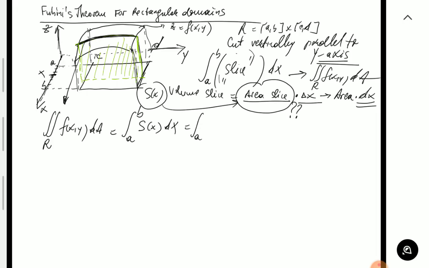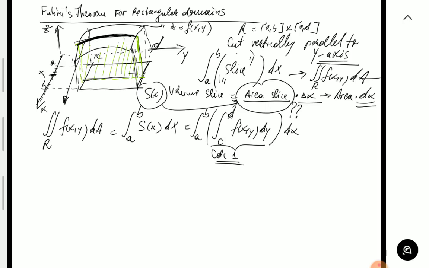But the area of that slice is really the area under this graph of the function f of xy as I keep x constant. So it's nothing but the area under the graph of this function, which is given by the integral from c to d of that function with respect to y. This is just a calculus 1 statement, right? How do you find the area between the graph of a function and its domain? The domain here is y because y varies, right? y from c to d.